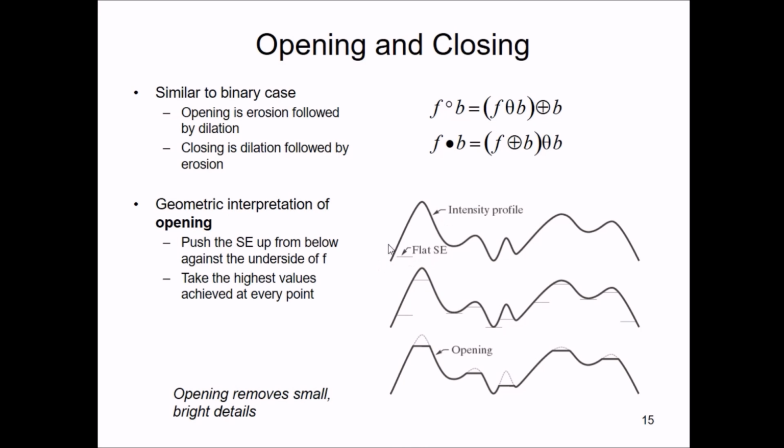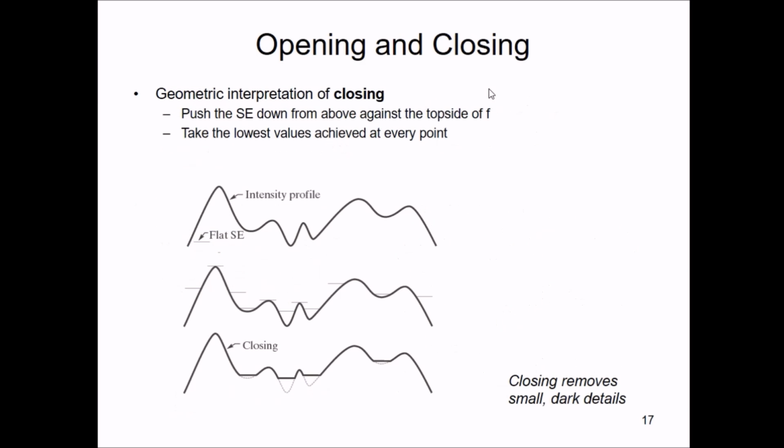This is the geometric interpretation of opening. We push the SE up from below against the underside of f and take the highest values achieved at each point. Previously we took the lowest point; now we take the highest point. Opening removes bright details. While in closing, we push the SE down from above against the top of f, and we take the lowest value achieved at every point. So closing removes small dark details.